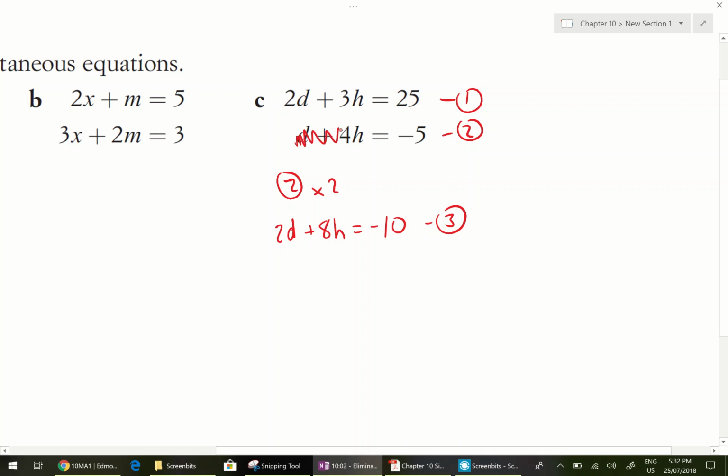We'll forget about equation 2 for a minute. And we have equations 1 and 3. What we need to do now is subtract them. In a previous video, I spoke about picking which one to start with when you're subtracting. If I subtract 1 minus 3, 2D minus 2D, that's going to go away. But 3H minus 8H, that's going to give us a negative answer. So I'm going to do it in reverse. I'm going to take equation 3 as my starting equation, and I'm going to subtract equation 1. So I'm going to start from the bottom and subtract the top.